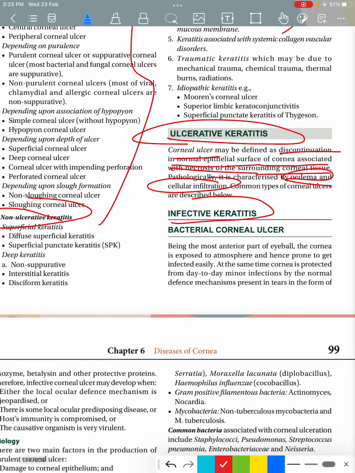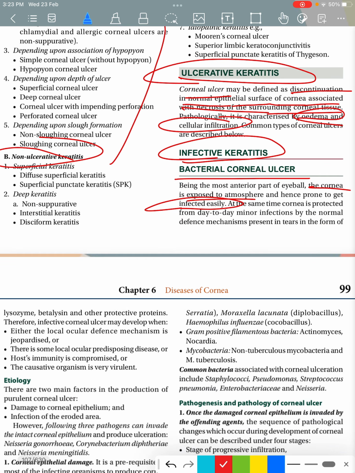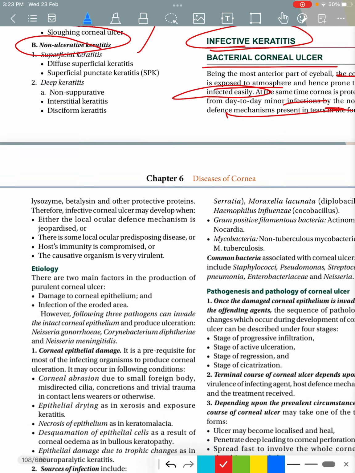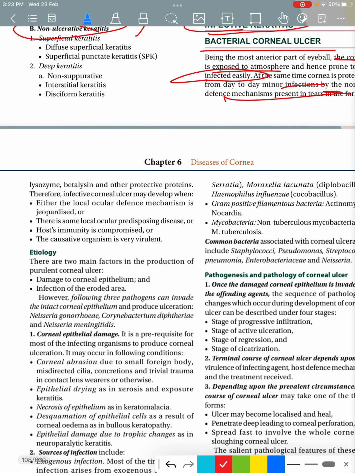First we'll see about the infective causes. First is the bacterial corneal ulcer. The cornea is exposed to the atmosphere and hence prone to infection easily. There is a major defense mechanism, but in some unfortunate conditions this gets affected, when lysozyme, beta lysine and other protective proteins are not working or there is any defect. So when local defenses are jeopardized, there is a local predisposing disease, or host immunity is compromised, like HIV or diabetes mellitus, then a virulent organism can invade.